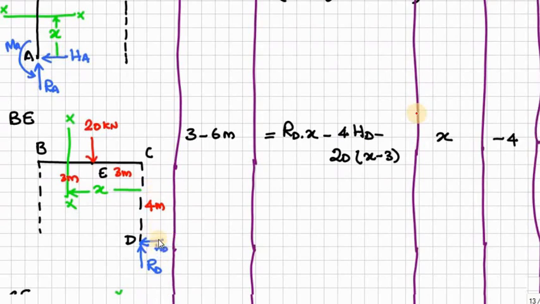Okay, the other section is no problem. The distance of HD is constant, that's why 4 meter, 4 into HD. Then minus this 20 kilonewton into this distance, that means X minus this 3 meter. Okay, so with respect to RD, this is X value, then differentiation with respect to HD, we have only minus 4.